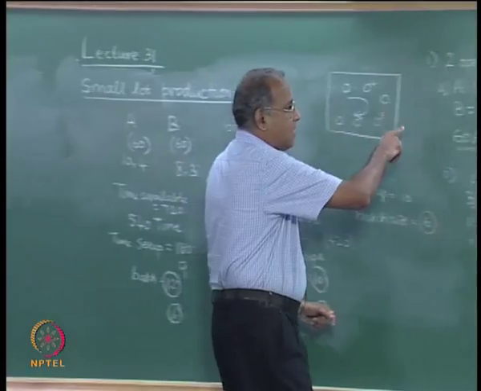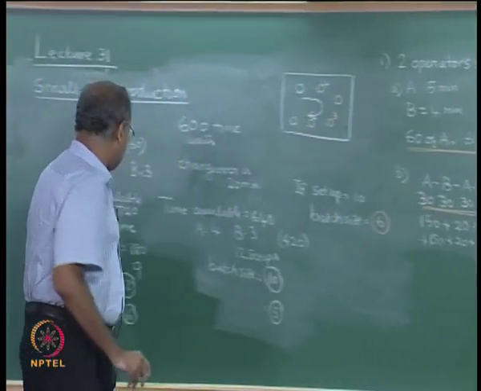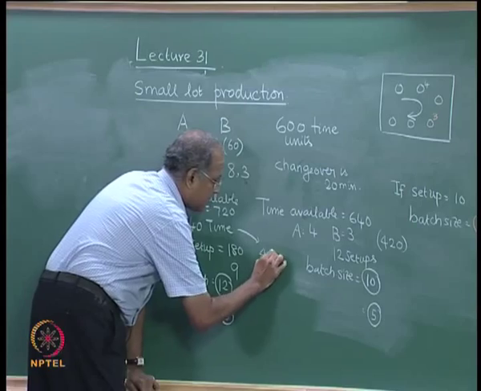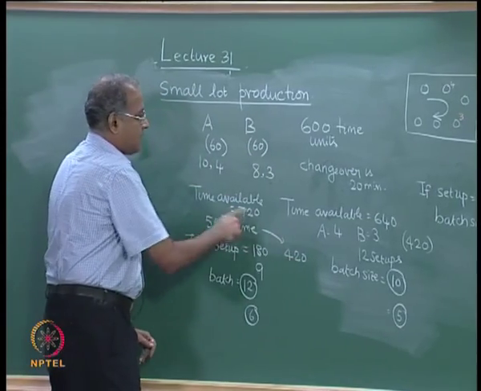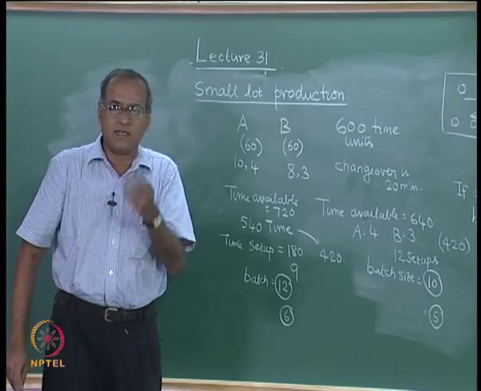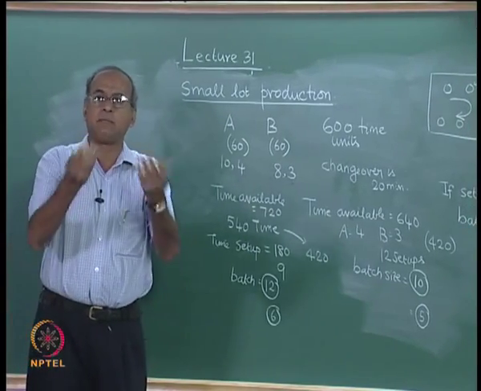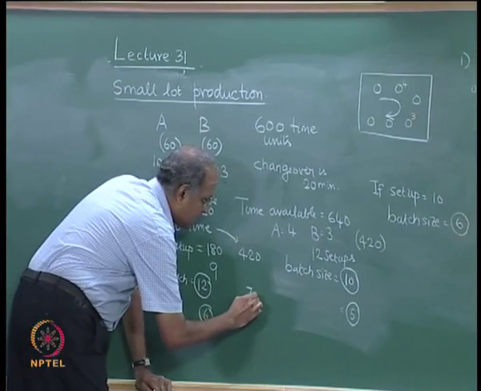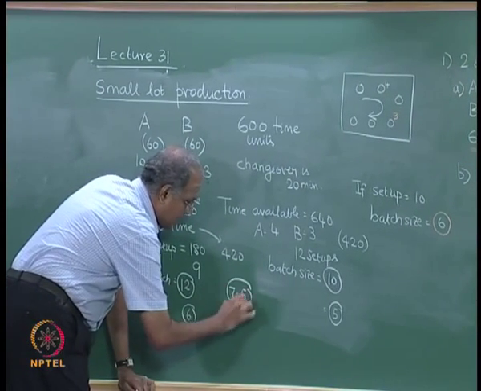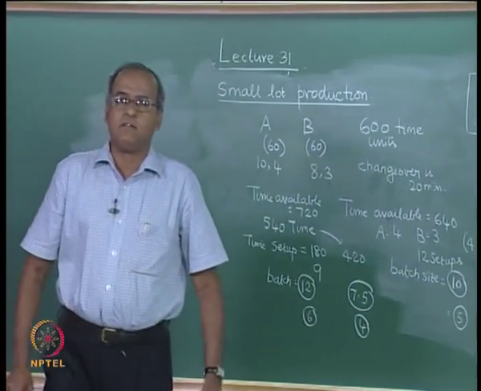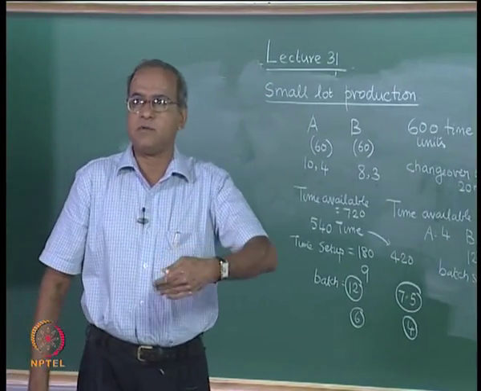If we had 3 operators working there, then the time required is only 420. So, 300 time units are available. So, 300 by 20 is 15, 8 batches are possible. So, batch size is roughly 7.5, and here it will be 4 or 3.75 when the setup time reduces further.